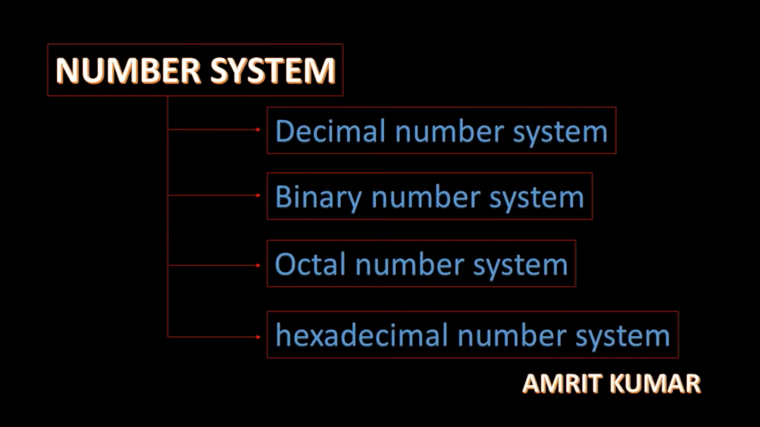As we have studied about the number system, it has been classified into the following parts: decimal number system, binary number system, octal number system and hexadecimal number system. The base of the decimal number system is 10, the base of the binary number system is 2, the base of octal is 8 and the base of hexadecimal is 16. Now we are going to learn how the decimal number system is converted into the binary number system.